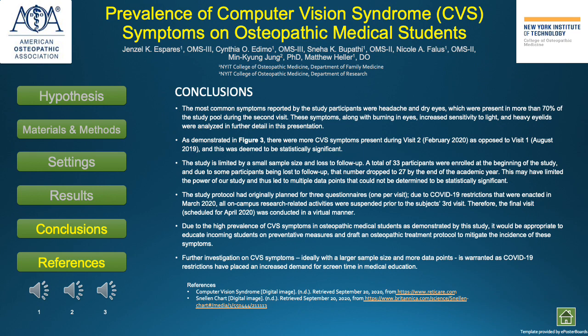In terms of limitations, our study is really limited by the small sample size as well as the loss to follow-up that occurred. We had a total of 33 participants that enrolled at the beginning, and due to some loss to follow-up, that number ended up dropping down to 27 by the end of it all. Unfortunately, we couldn't really add any study participants halfway, as we were really trying to maintain a cohort from beginning to end, and we didn't want our data to get messed up from having incomplete data. This probably limited the power of our study, and I believe that led to multiple data points that couldn't be determined to be statistically significant here.